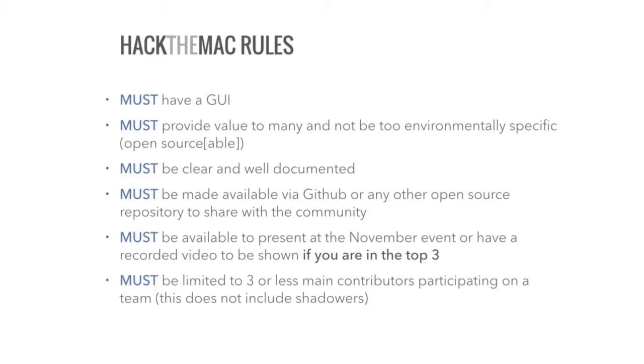So it must have a GUI. It must provide value and be generic enough that anyone can use it. Must be clear and well documented. Must be available on GitHub. Must be available to present in November, and must be limited to at least 3 contributors. So we'll talk about teams and everything right now, and more specific stuff. You guys ready? Cool, thanks, Doc.